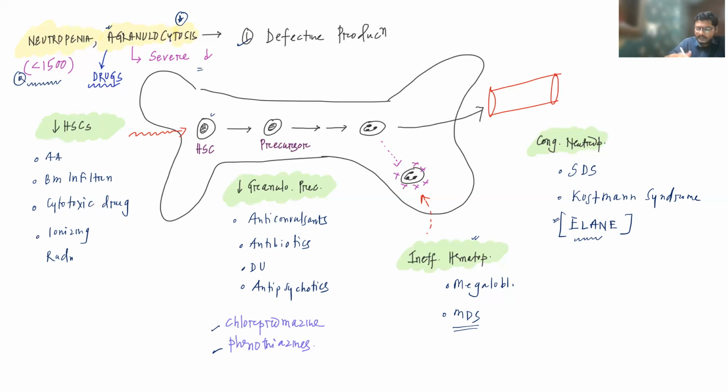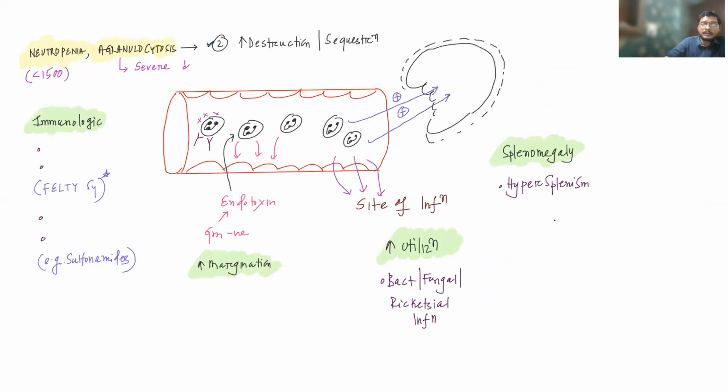And these are the mechanisms. Now we'll see neutropenia due to increased destruction or sequestration. First of all, we'll discuss what are the causes for immunological damage to the neutrophils. So these include SLE, systemic lupus erythematosus, and rheumatoid arthritis. Actually, in rheumatoid arthritis, neutropenia can happen as a component of a syndrome that is known as Felty syndrome.